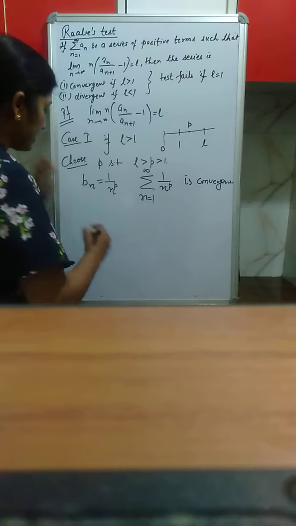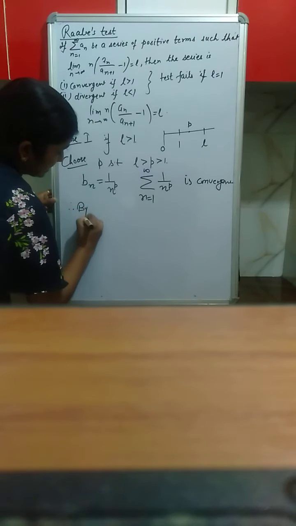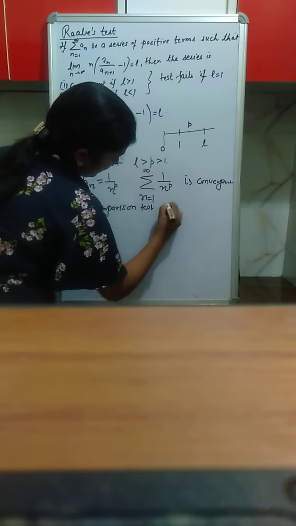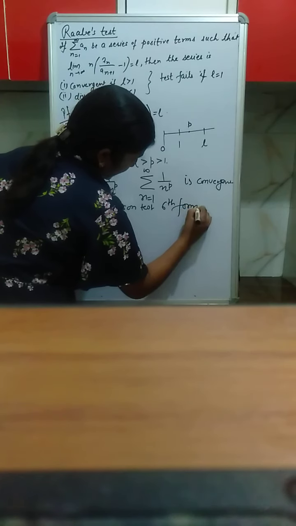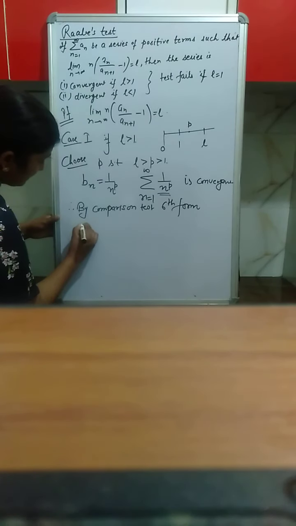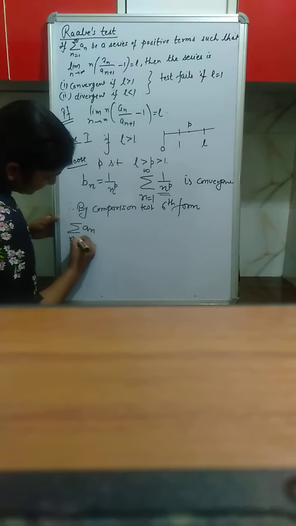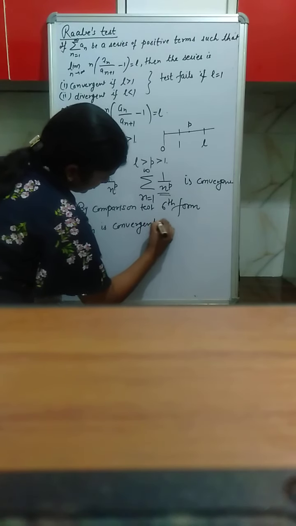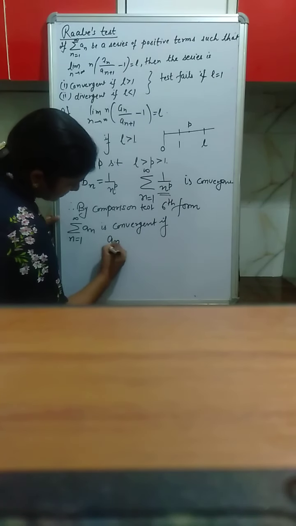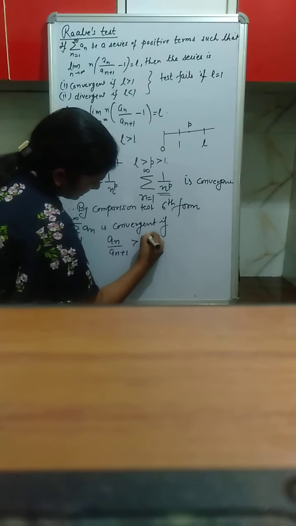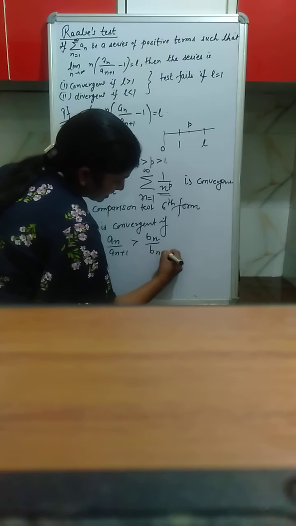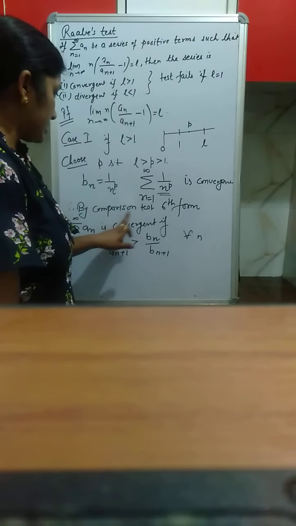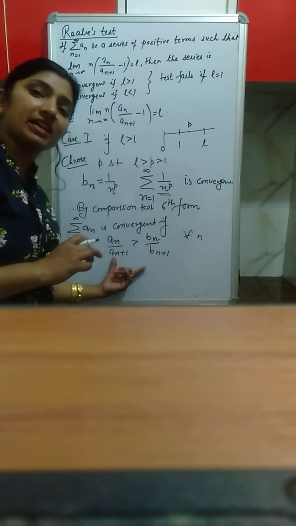Now we want to find u_n upon u_{n+1}. Summation B_n is convergent. Therefore, by comparison test 6th form, as summation B_n is convergent, it implies summation u_n, n varying from 1 to infinity, is convergent if u_n upon u_{n+1} is greater than B_n upon B_{n+1} for all n. This is convergent by comparison test 6th form if this condition holds.